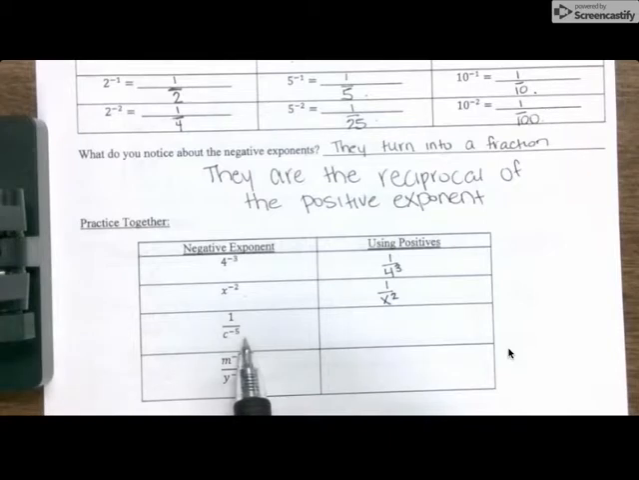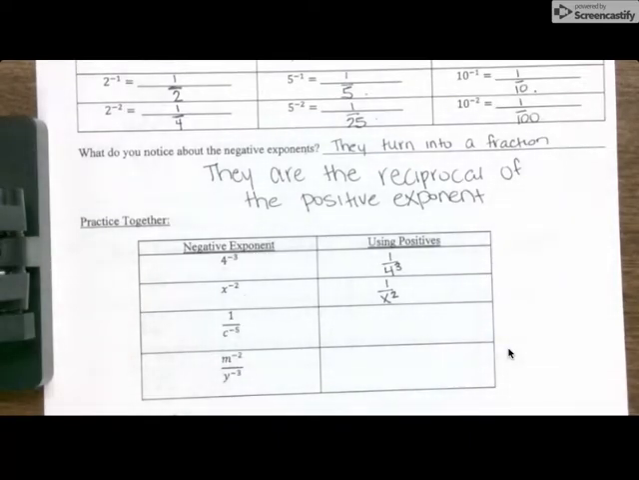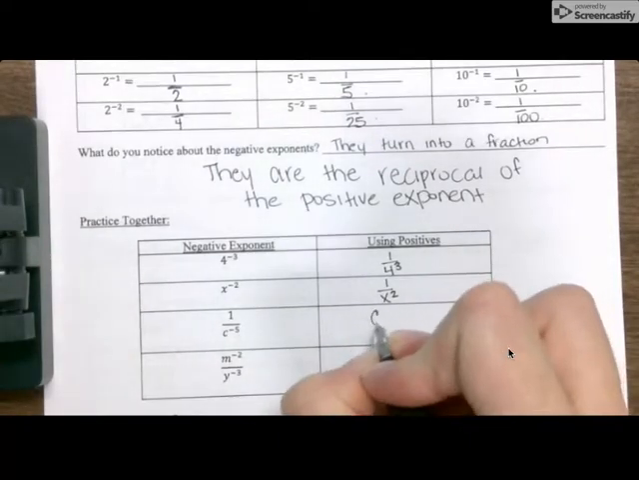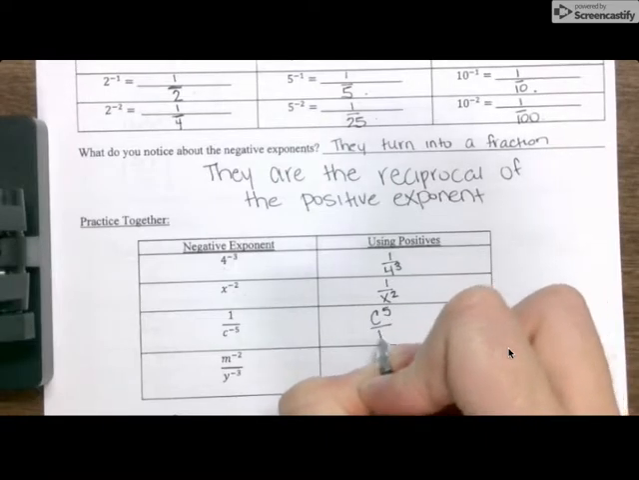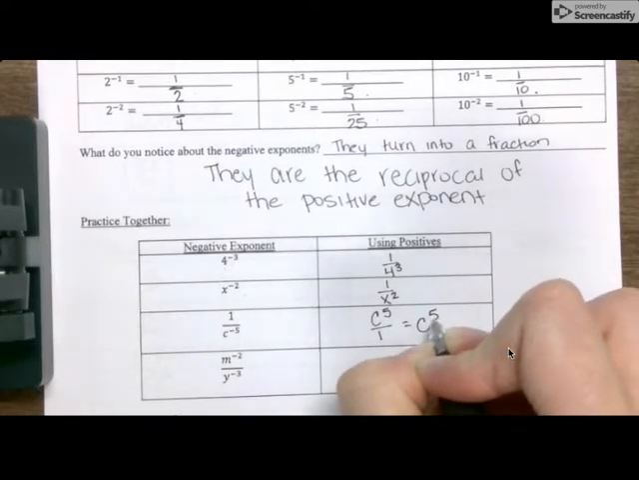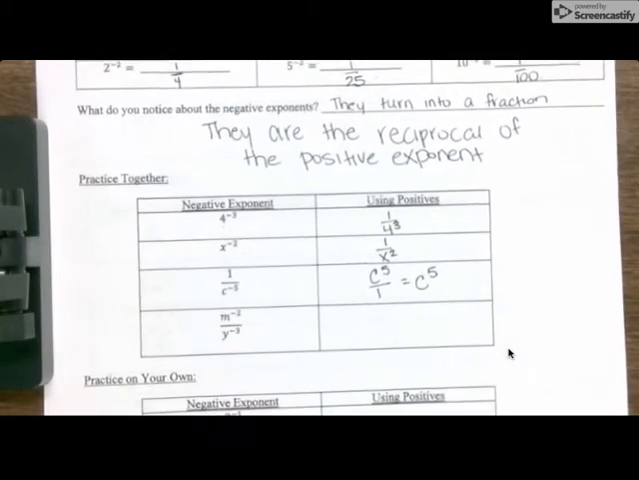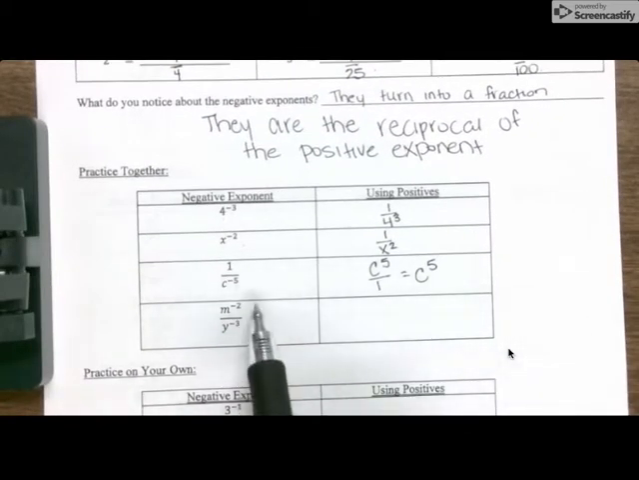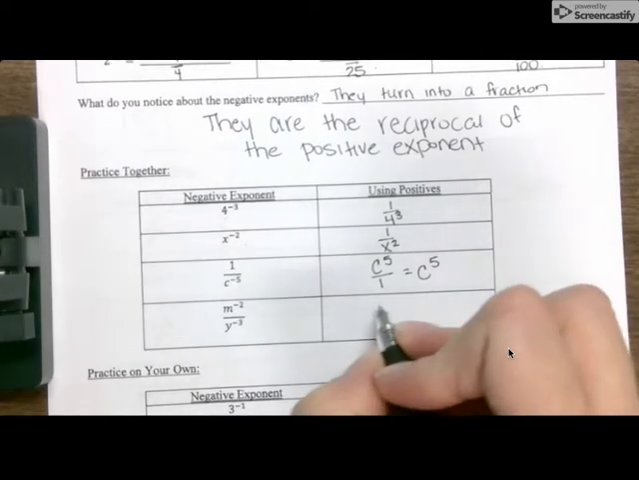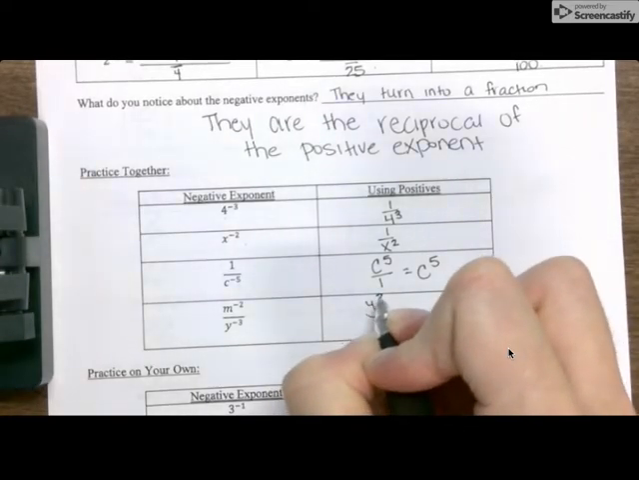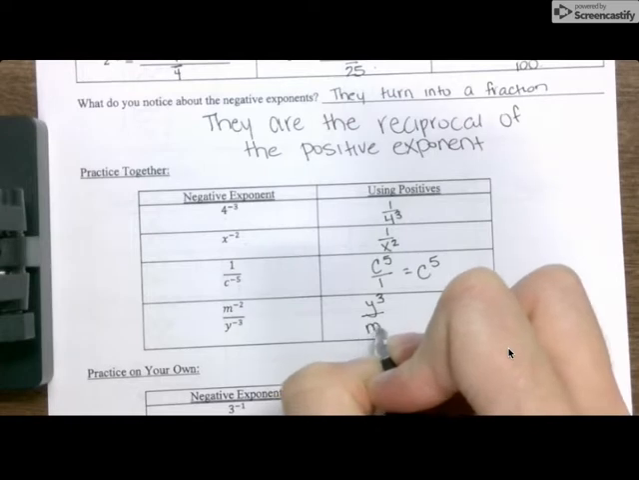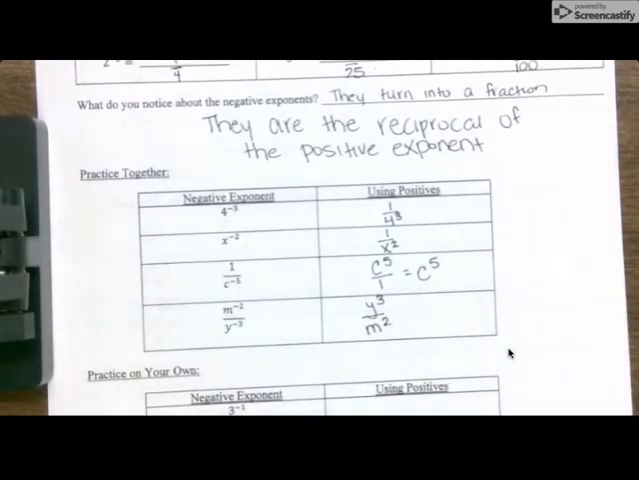Now here's where it gets a little different, right? The negative exponent is in the denominator. So the reciprocal of that fraction would be c to the fifth over 1, or just c to the fifth. Okay? Now the second piece of this, there's a negative on both, which means we're going to do the reciprocal of both parts.